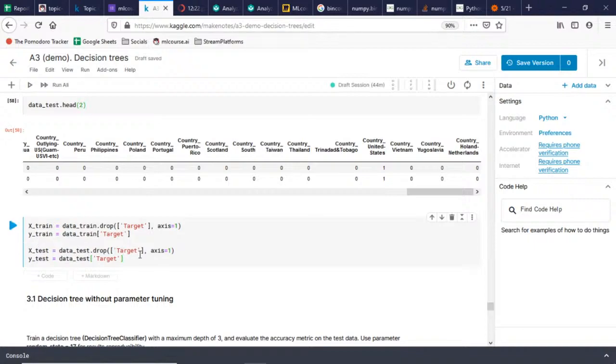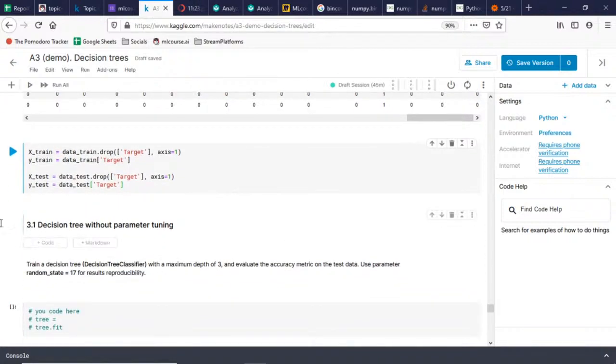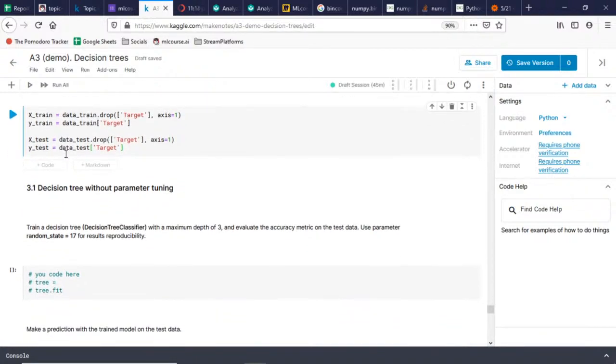Okay, so we built our data, and now we drop the target vector from each of the matrices, and yeah, we have full data for our training. Okay, train a decision tree with a maximum depth of 3 and evaluate the accuracy metric on the test set, with a fixed random state for representative results.